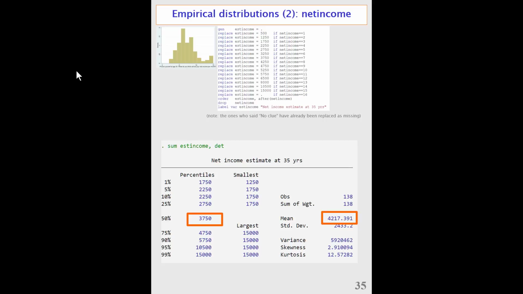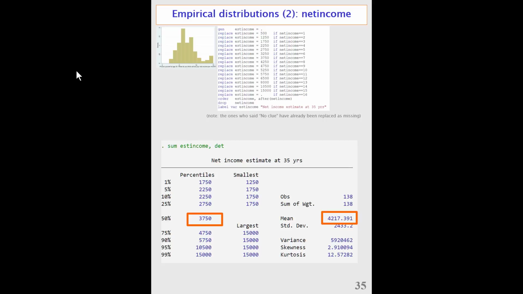So I asked you, give me an estimate of what you think you will earn in terms of net income at age 35. That was measured in different categories. So the categories, you see a histogram of those over there, ran from 1 to 16. And the 1 to 16 was actually corresponding to different intervals. So I think one was, I don't know, nothing to 1,000 or so.